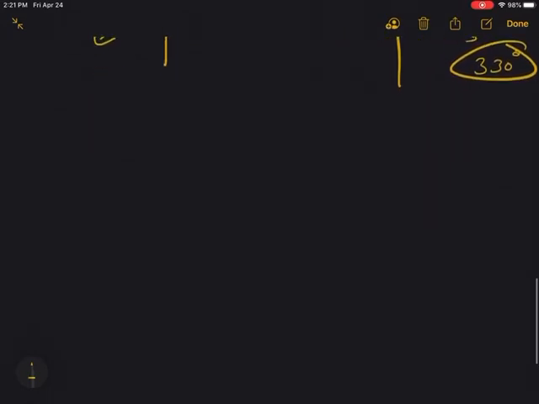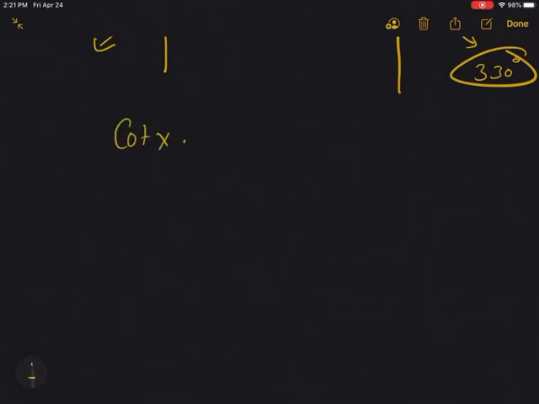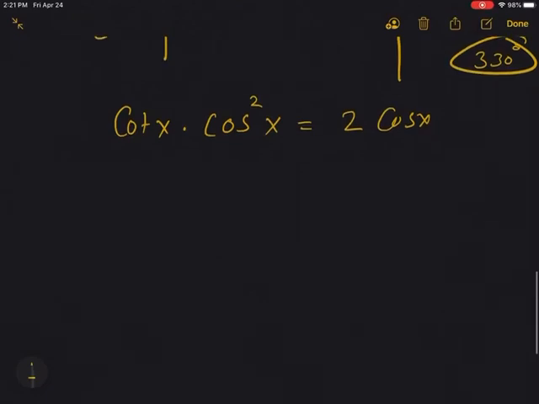One more example. This is example number 3. I have cotangent x times cosine square x, and it's equal to 2 cosine x. For something like this, some of you might think, let's just divide by cosine on both sides. Keep in mind, we do not divide by the variable, because if you divide by a variable, you're eliminating one solution of that problem. You can't do that. So instead, I would move this to the other side and make it equal to 0.